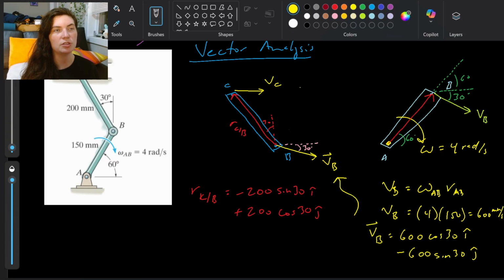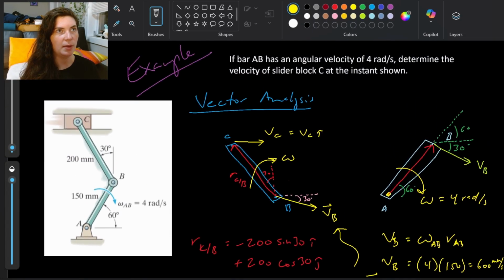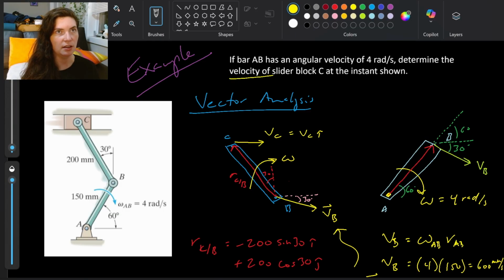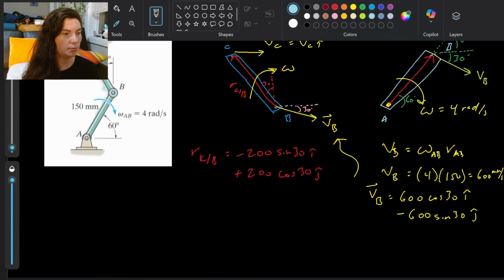So I'm going to assume it's going this way, which means that my rotation about point B for my omega has to be going like this. My omega has to move like this around point B to get a VC that goes that way. So my VC is just going to be VC i hat, and then I've got omega, and I don't know what omega is, and I'm just trying to find the velocity of C. So now I'm going to take all of this and put it into our equation.